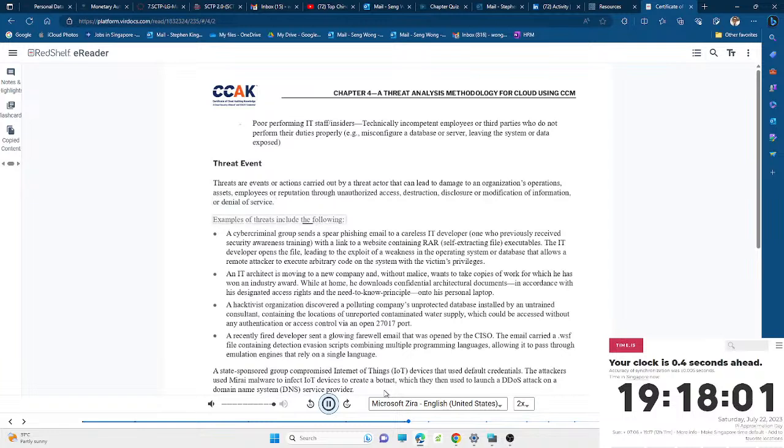Examples of threats include the following: a cybercriminal group sends a spear phishing email to a careless IT developer, one who previously received security awareness training, with a link to a website containing RAR, self-extracting file, executables. The IT developer opens the file, leading to the exploit of a weakness in the operating system or database that allows a remote attacker to execute arbitrary code on the system with the victim's privileges.